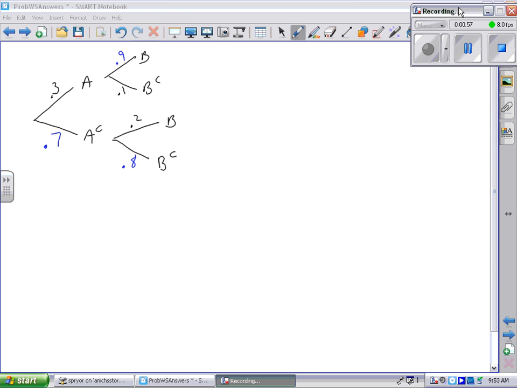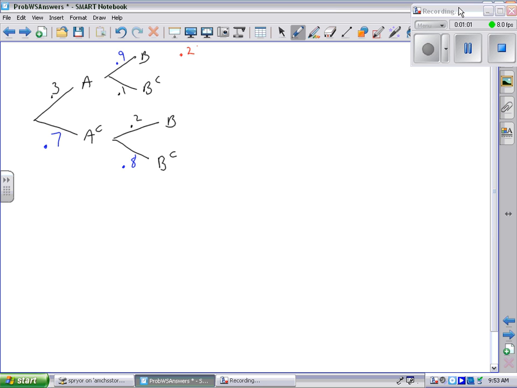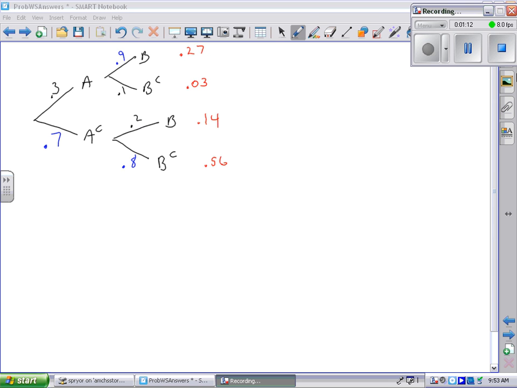Now the next thing we need to do is do all this multiplication. And as I multiply down my branches, I'm going to write that over here. I'd recommend doing that for all the problems, even if you don't end up needing all of that stuff. All right, so I'd make sure those four numbers add up to 1.